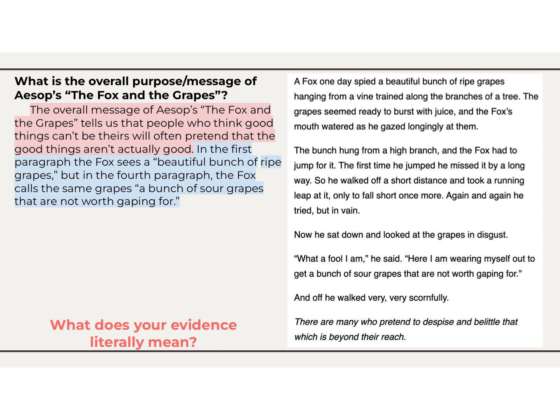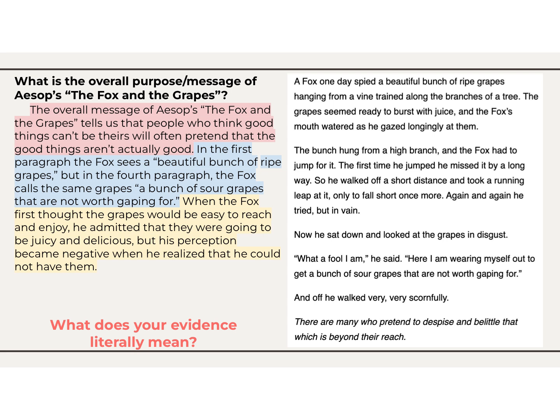Now we need to answer the question, what does our evidence literally mean? When the fox first thought the grapes would be easy to reach and enjoy, he admitted that they were going to be juicy and delicious. But his perception became negative when he realized that he could not have them. So just imagine that you gave someone this evidence right here, and they said to you, what does that mean? That is all we're answering with this question. What does the evidence literally mean?